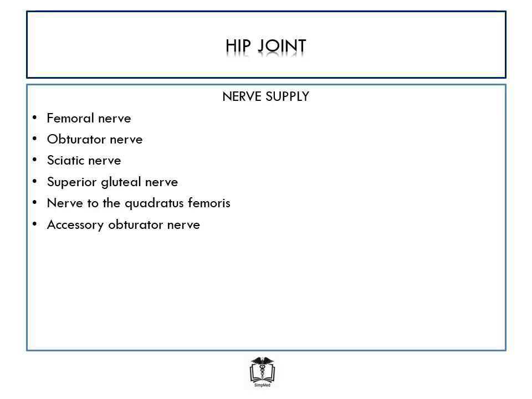The nerve supply to the hip joint tends to follow Hilton's law. Now, Hilton's law states that the nerve supply to muscles acting on the joint also supplies that joint. So, in the case of the hip joint, we have the femoral nerve, the obturator nerve, sciatic nerve, superior gluteal nerve, the nerve to the quadratus femoris, and the accessory obturator nerve as nerves that tend to supply muscles around the hip joint. Hence, they are nerves that supply the hip joint itself.